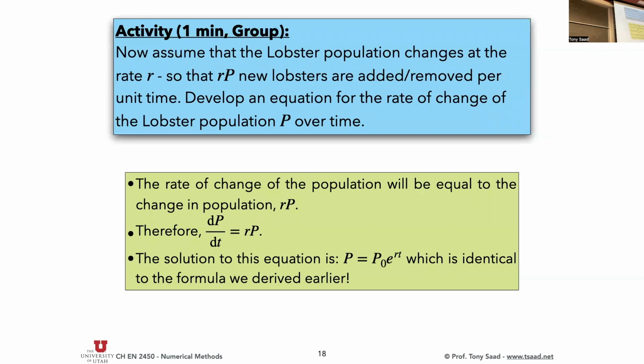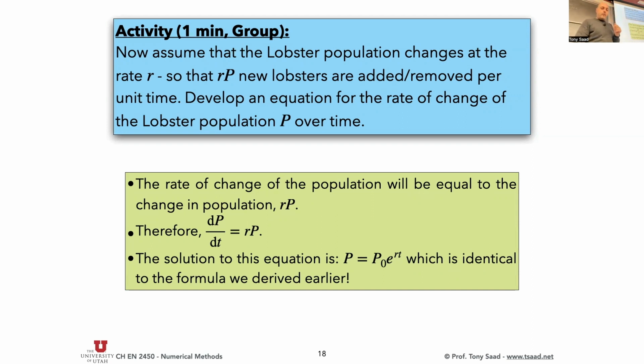We had to do a few: P1 equal to P0 times R, and then P2 equal R squared, and so on, or R to the power T, etc., right? Whereas all you need to know here is that if the population is changing at the rate R, then dP by dt is RP, the solution of which is that formula that we developed before.